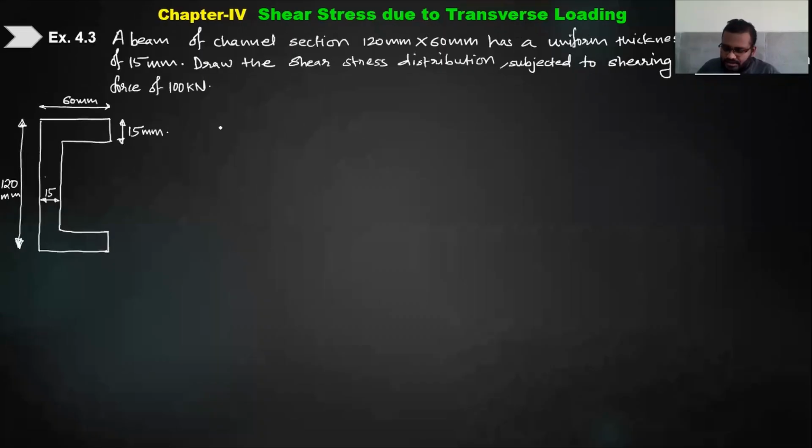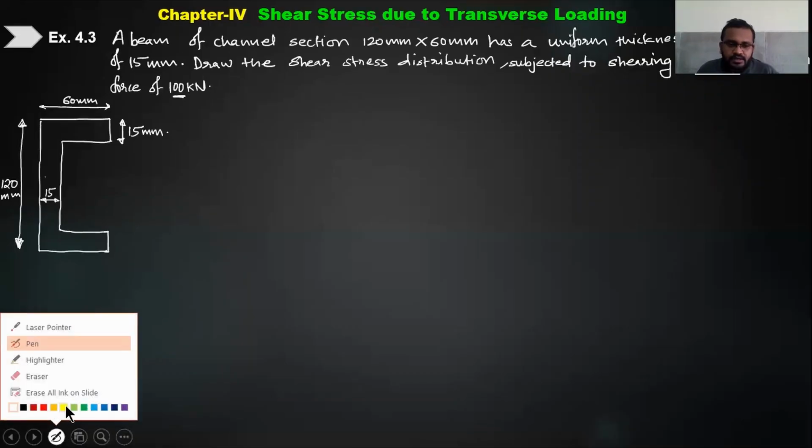So now it is for C section. A beam of channel section 120 and 60 mm cross section has a uniform thickness of 15 mm. Draw the shear distribution subjected to shearing force of 100 kilonewton. So this is my value of S. Now as this particular cross section is symmetric, we can easily locate the centroid.